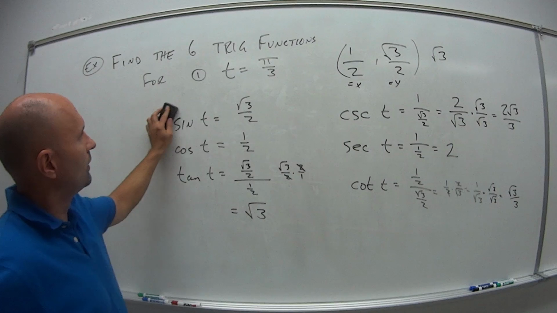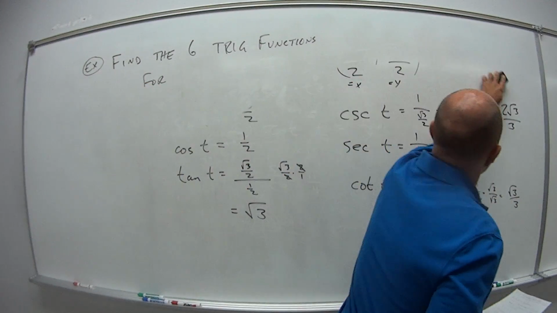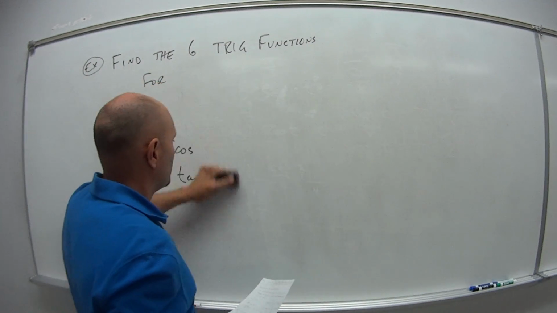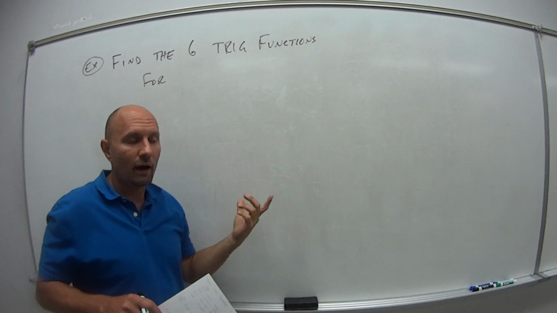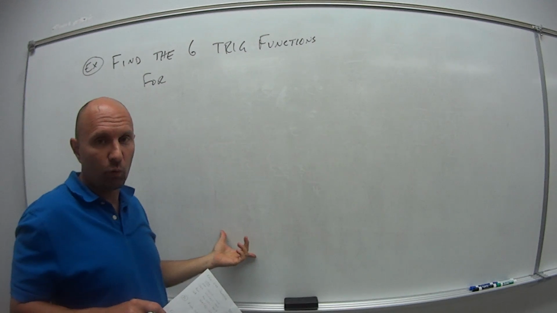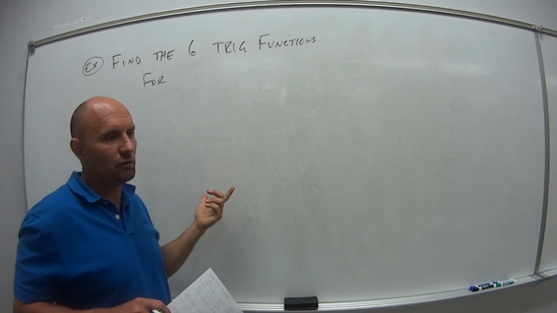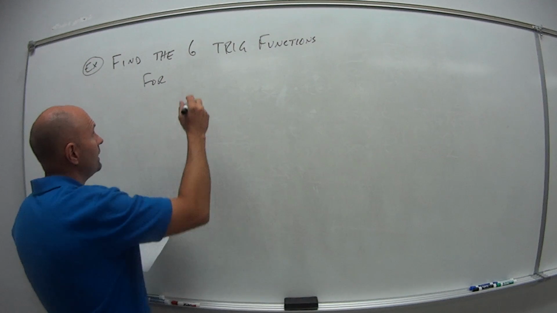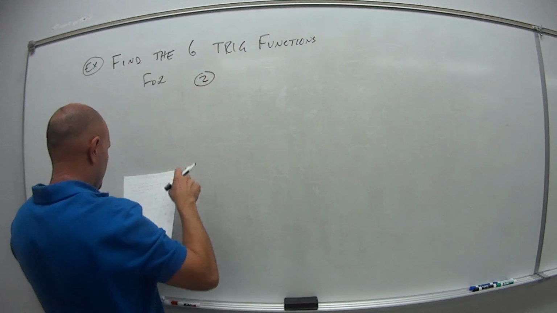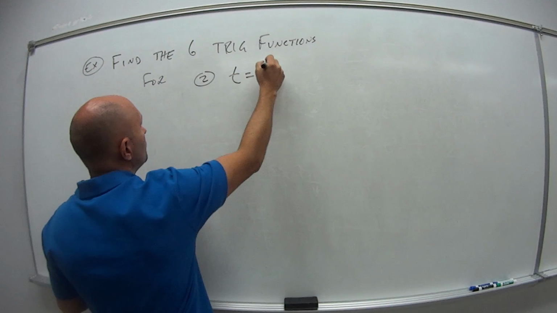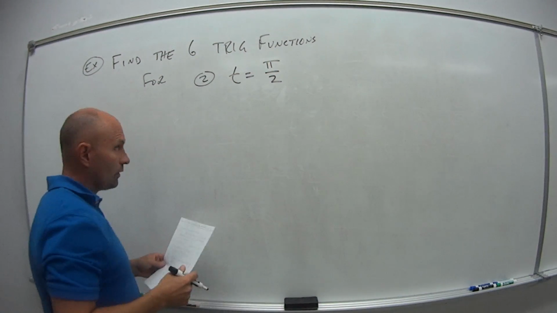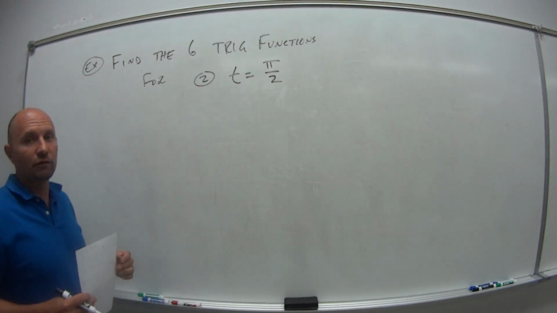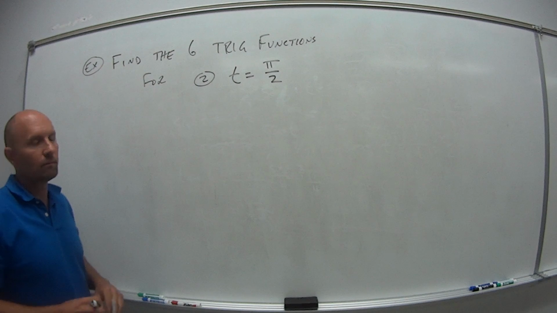All right, let's do another example. As you're probably familiar with now on these examples, I'll give you the example. Go ahead, hit pause, try to work it out. If you get stuck, or if you get done and you want to check your answers, hit play again, come back and see if you have the answers right. So we want the 6 trig functions for t equals pi over 2. Go ahead and try that. Come on back once you're done, or if you get stuck, and I'll help you work it out.